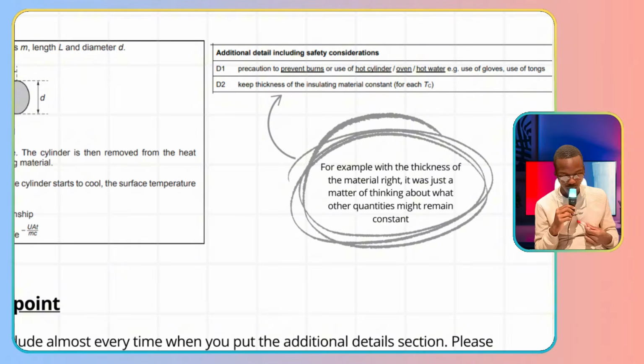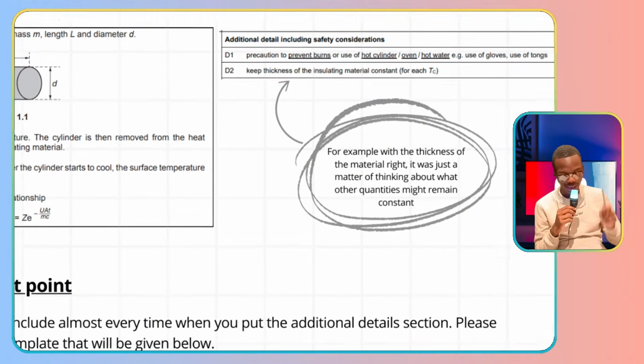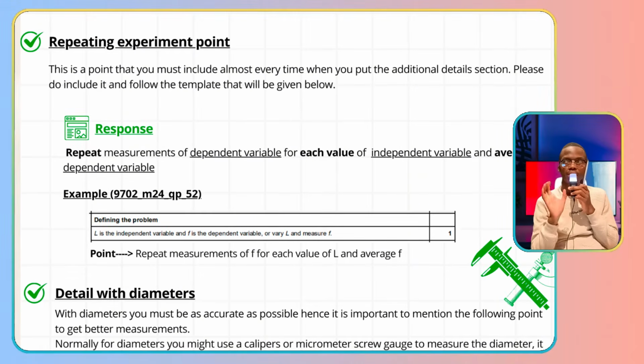but you should be able to get almost all of these marks. Another point that you should get is a repeating experiment point. Always put this under the additional details and you should be able to get a mark. Guys, when I say these kind of things, write them down somewhere. Read them every single time before you write a paper 5. So this is a point that you must include almost every time when you put the additional details section. Please do include it and follow the template that I will give you below. The response. Repeat measurements of dependent variable for each value of independent variable and average dependent variable.